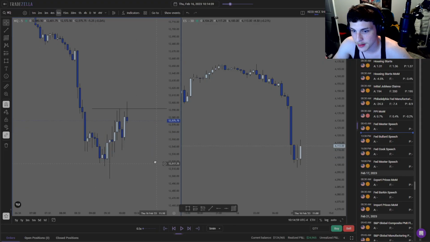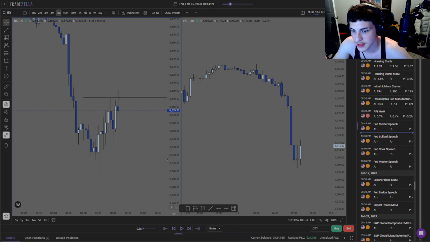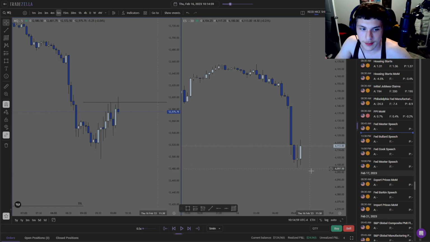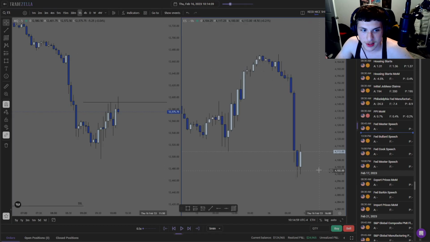Okay, we've tapped into this hourly, so shorts now look good. We have generated liquidity, right? Higher time frame is definitely bearish, as we can see. So now, this is the point where I'd be looking for the trade. ES is also tapped into this 1 hour.